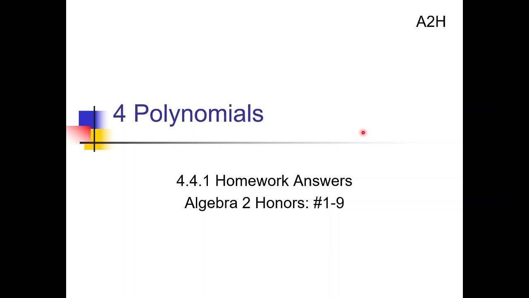Hello there, Mr. Sutton here, bringing you the Algebra 2 Honors 4-4 homework, Part 1 on factoring polynomials. This one we're dealing specifically with taking out common factors, factoring by grouping, and quadratic form.